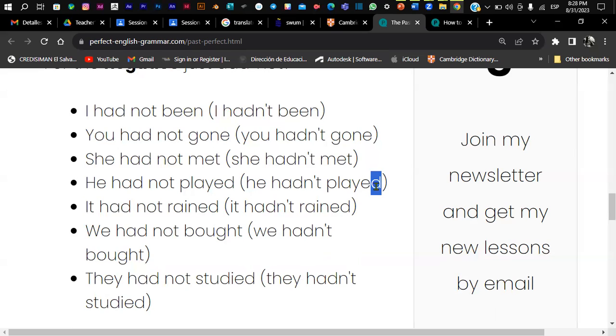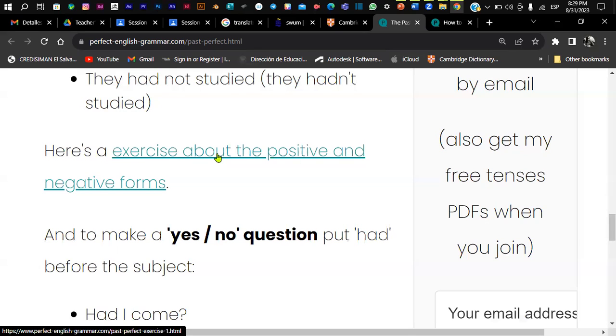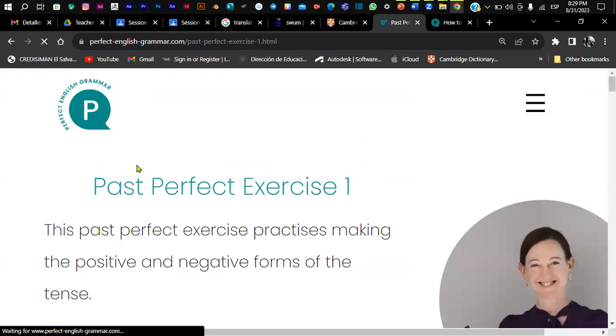I know, guys, this takes a lot of practice because you are using hadn't. Besides that, you need to remember how to pronounce the participle of the regular verbs. At the beginning, it might be kind of difficult with the pronunciation, but with the practice, remember, with the practice. Okay, here's an exercise about the positive and the negative forms. Let's click on check.